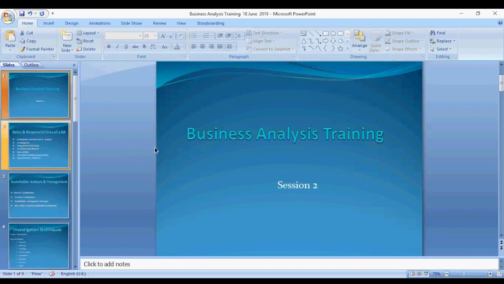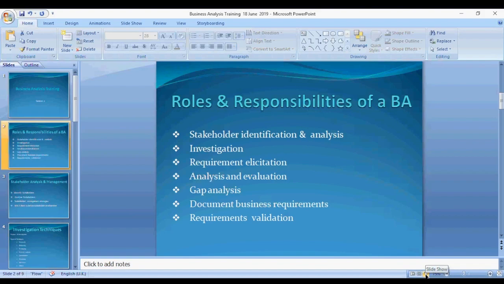Last week we discussed the introduction to business analysis, the skills and competencies, and the role of a BA. So today we'll be looking at stakeholders. We have to identify the stakeholders, and afterward do the investigation, the requirement elicitation and analysis, evaluation, then gap analysis as well, and document the business requirements.